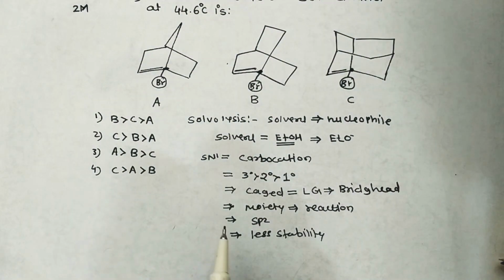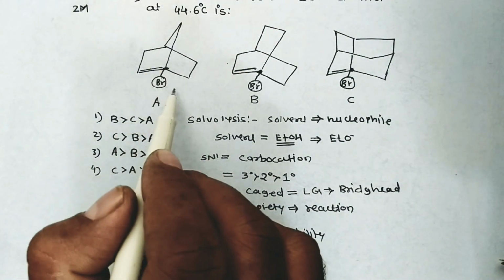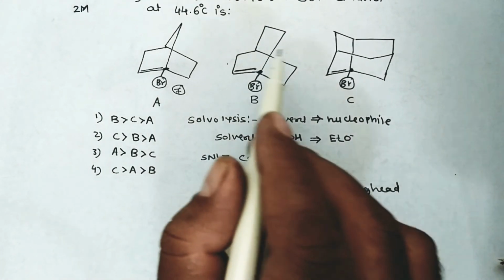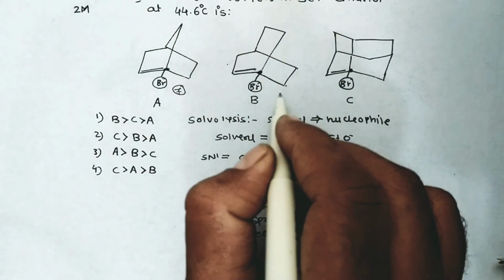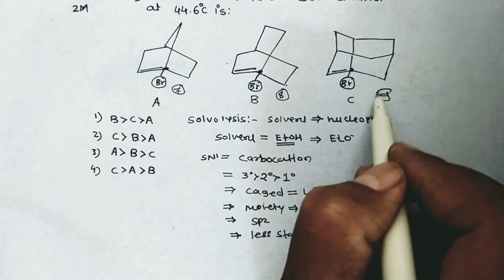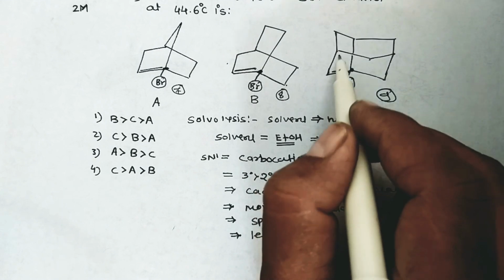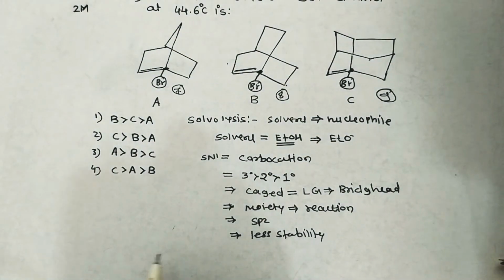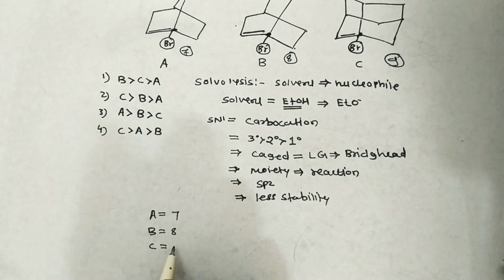So in case of all these three structures, this ring is a 7-member ring. This ring is an 8-member ring: 1, 2, 3, 4, 5, 6, 7, 8. And this ring is a 9-member ring: 1, 2, 3, 4, 5, 6, 7, 8, 9. So the size of the ring is: A ring is 7-member, B ring is 8-member, and C ring is 9-member.